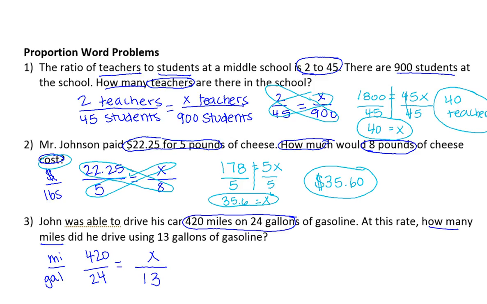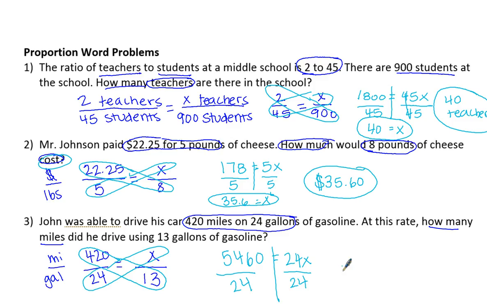So your proportion should be set up in a way that we have 420 miles over 24 gallons. That's what we were given. That's what we know. And then they asked us to find how many miles did he drive using 13 gallons of gas. So we should say x is what we don't know, that's miles, it needs to go on top, and we're putting that over the 13 for 13 gallons. Then you just have to go ahead and cross multiply this to get your answer.